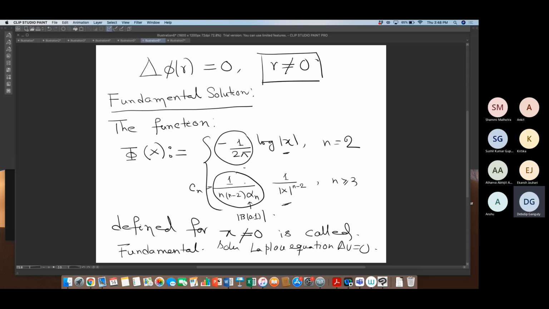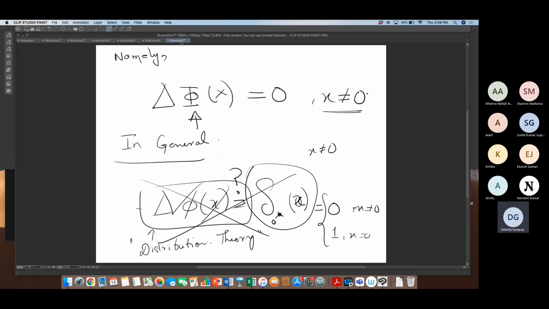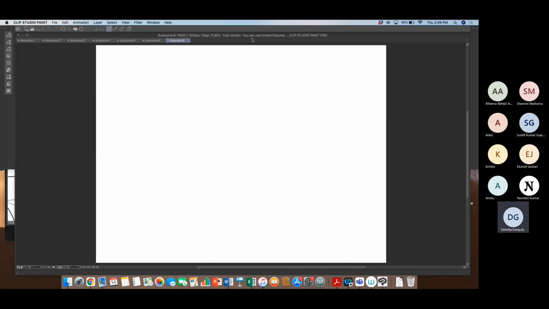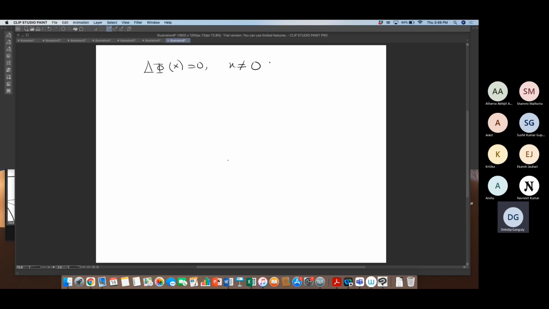That is the reason I have taken this type of constant. So you don't have to bother about this constant. This is some constant Cn, and this is some constant C1. So Laplacian of phi of x is equal to 0 for x not equal to 0, and this function is known as the fundamental solution. Okay, clear?